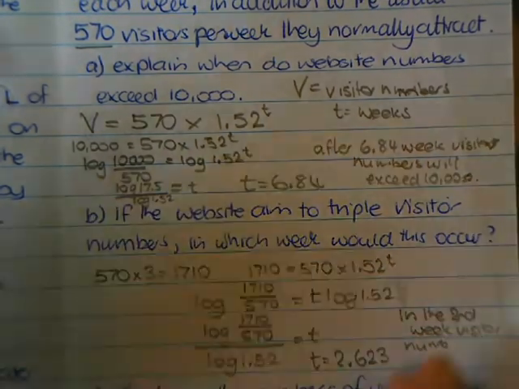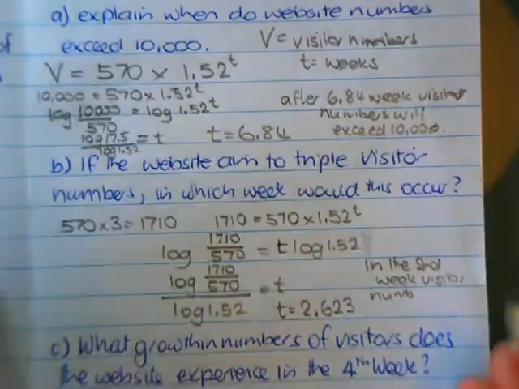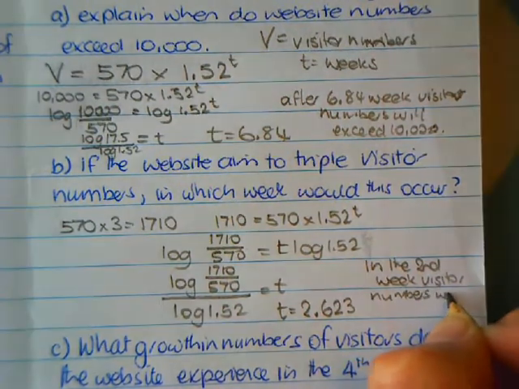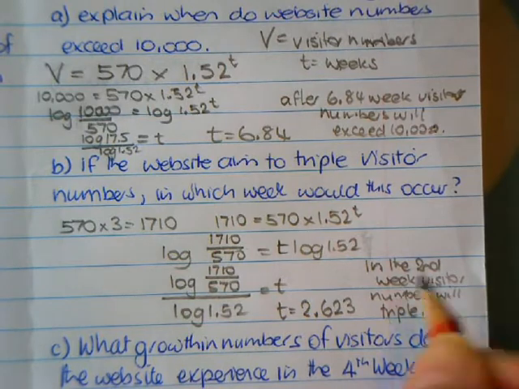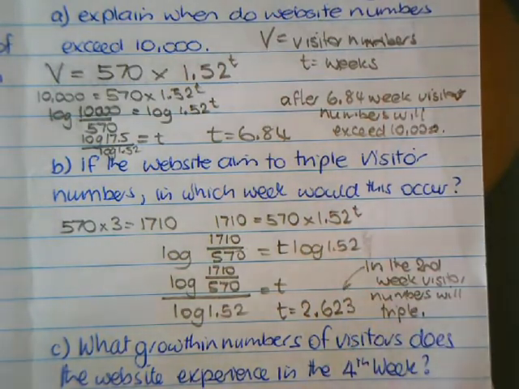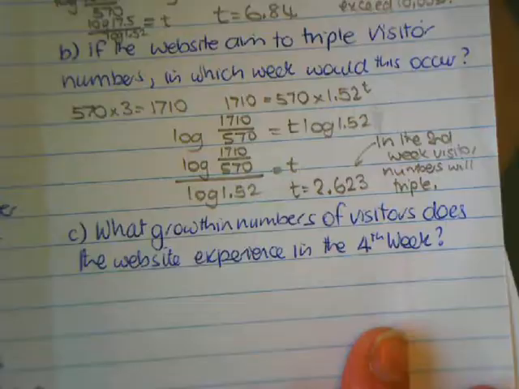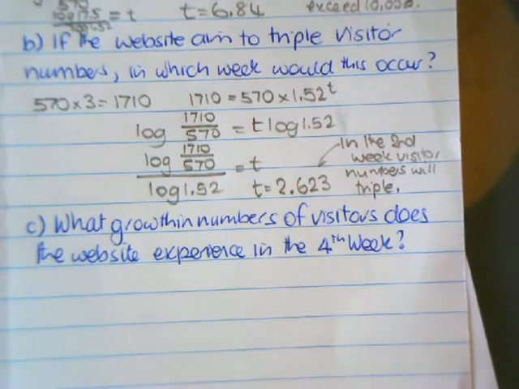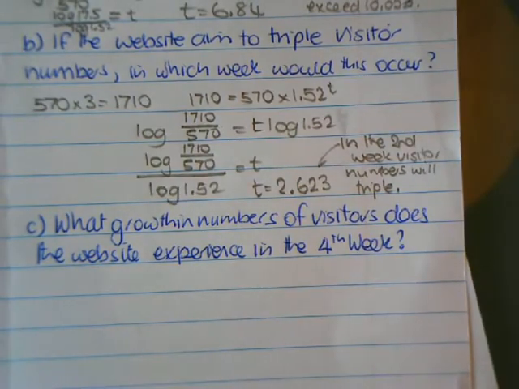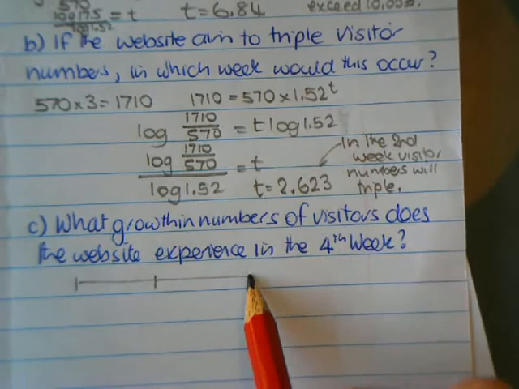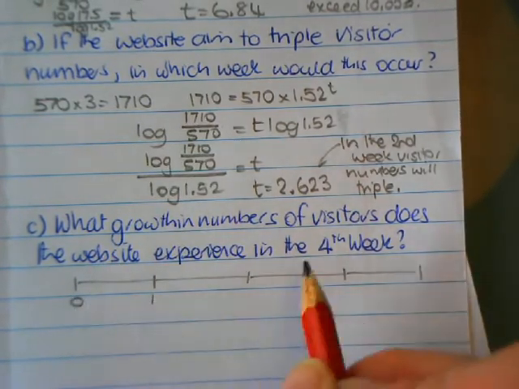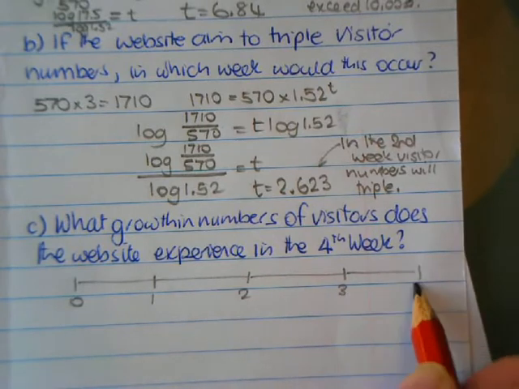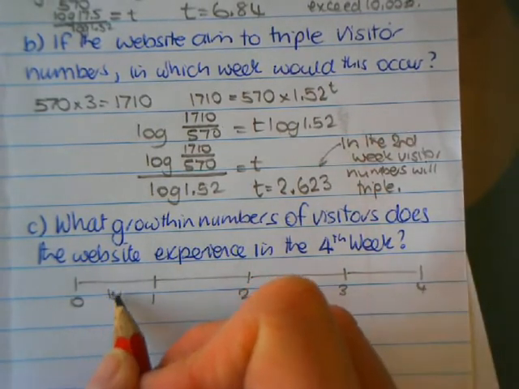So t equals 2.623. So what that means is in the 3rd week, visitor numbers will triple. Okay, so there's a sentence to explain the answer, what t is.